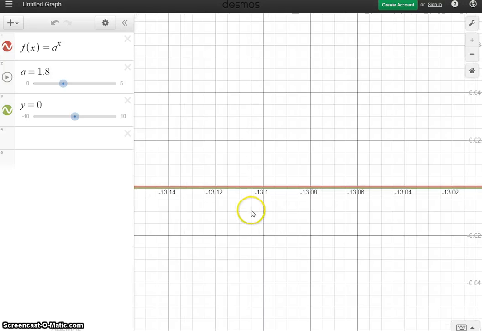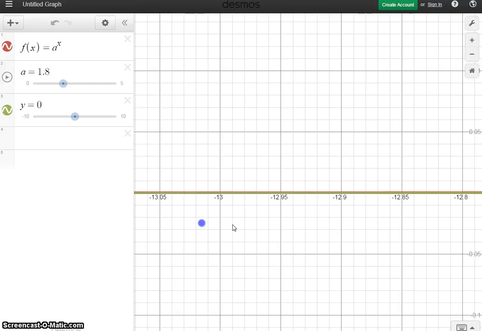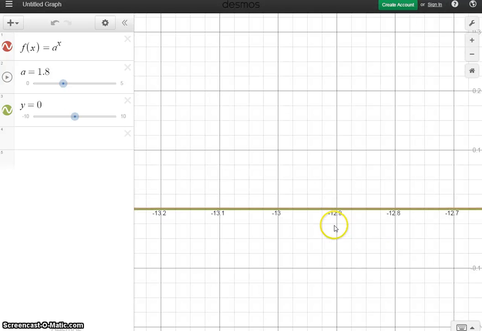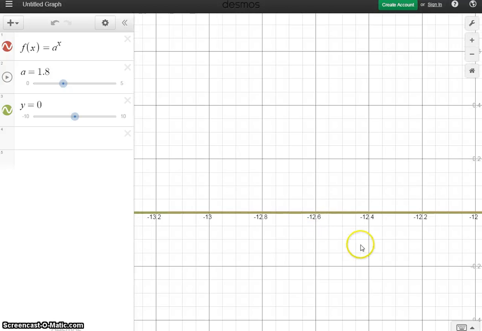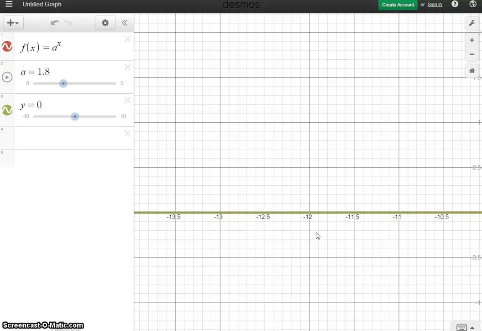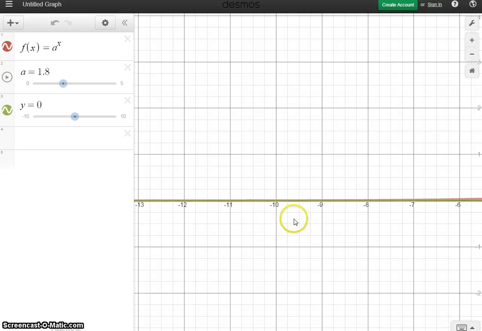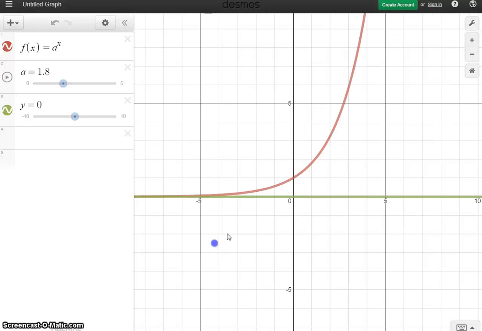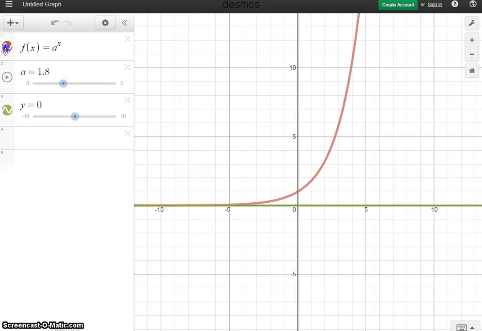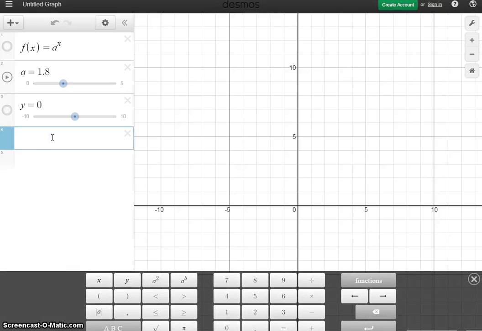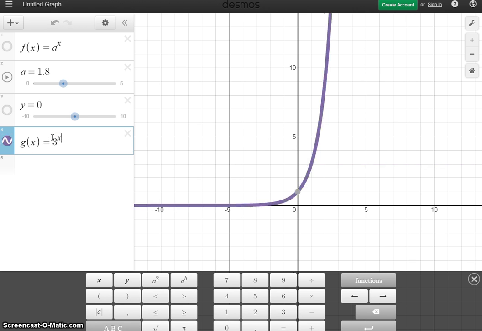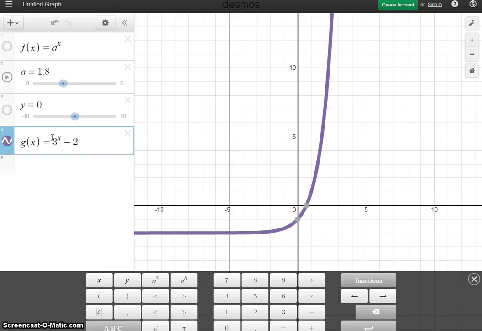Okay, so again, we get infinitely close to the x-axis without actually touching it, so y equals 0 is the asymptote. Okay, and again, you can create exponential functions with asymptotes just about anywhere. So as I zoom out right here, let's say I create the equation g of x equals 3 to the exponent x minus 2.